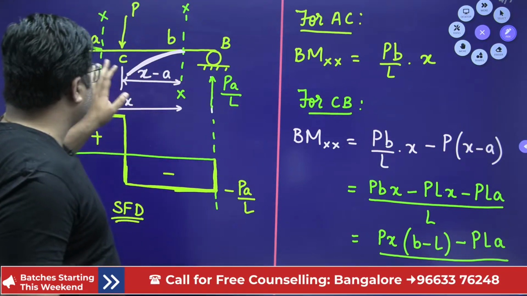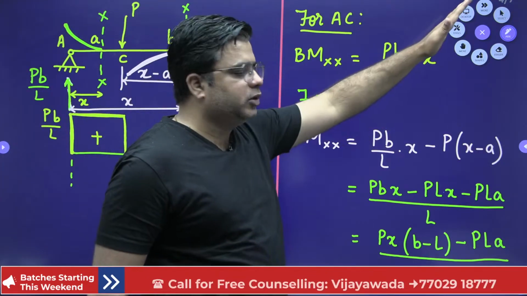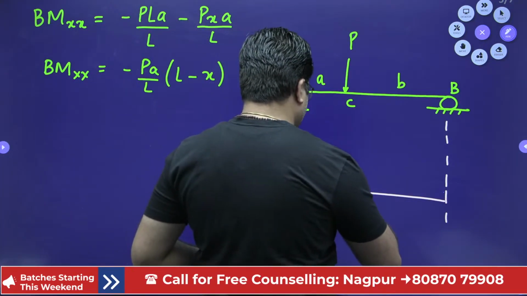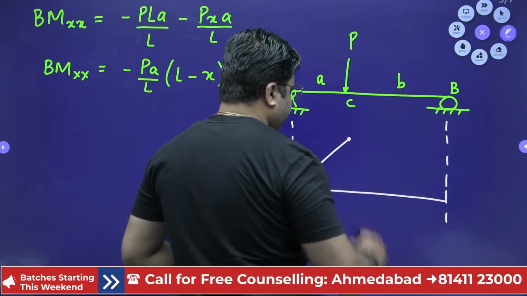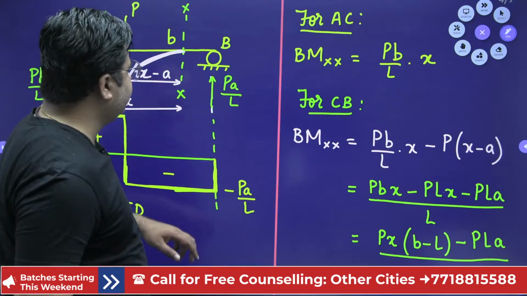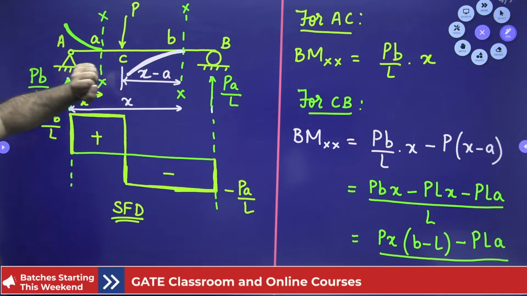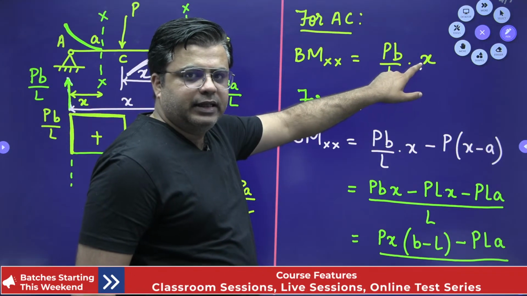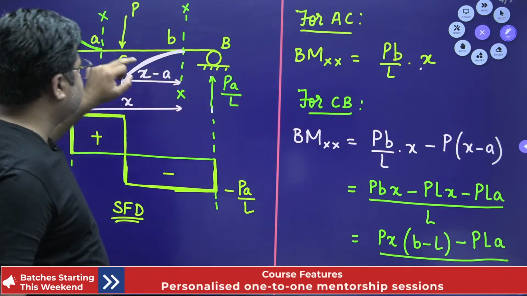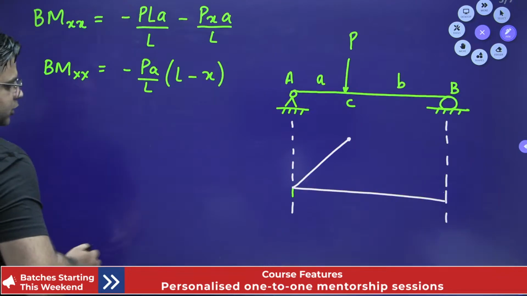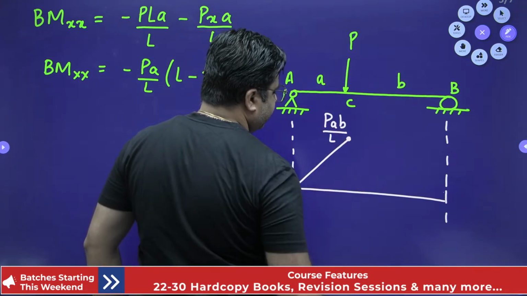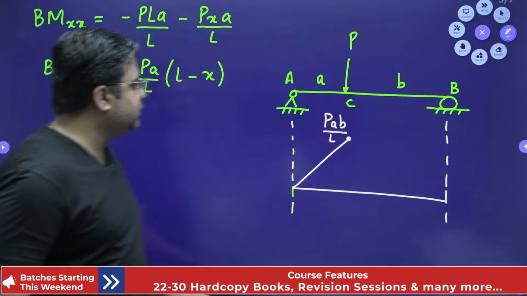Then for span AC, this is a straight line with a positive slope of PB by L. At point C, the value of bending moment will be PB by L into A, because at C, the value of X is A. So the value of bending moment at C is PAB by L. So this is PAB by L, right? Then when you look at span CB, this is the bending moment equation.